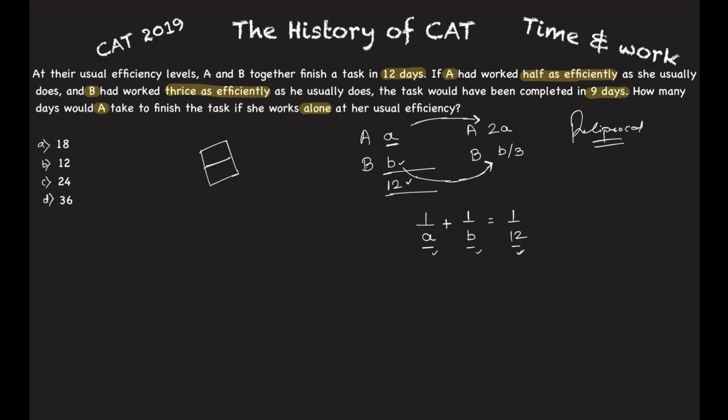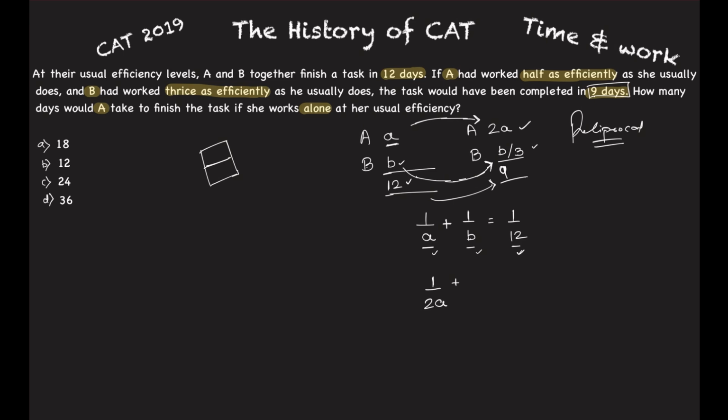Now let's take the next case. What if A works half as efficiently and B works thrice as efficiently, then they could do a piece of work in 9 days. So instead of 12, the number of days is reduced to 9. Again I'll take this condition. In one day, A will do this much work because he's finishing the work in 2A days.